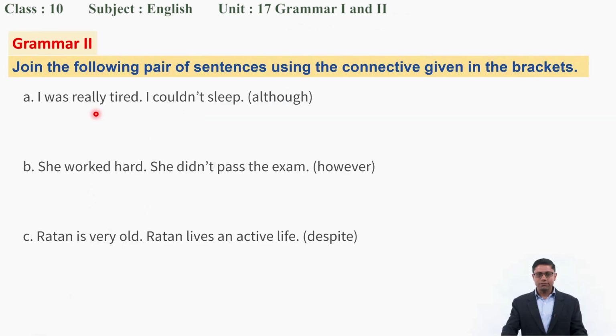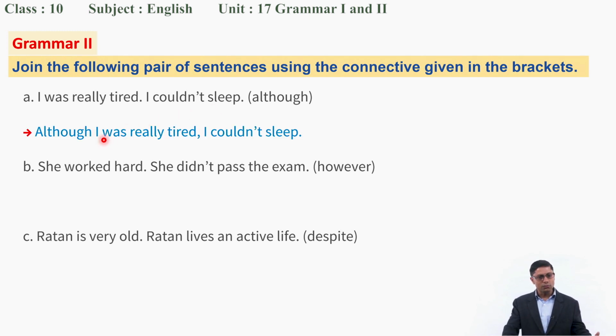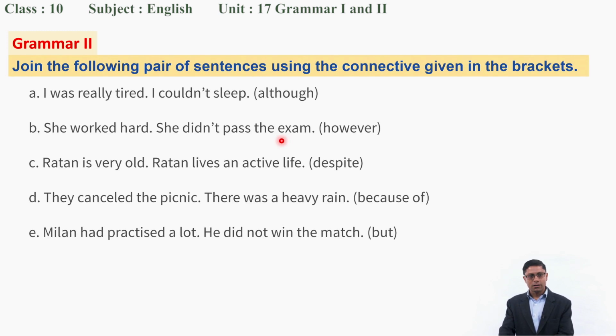Okay, dear students, you really did a great job. I told you you need to connect two clauses together and make a single sentence, or two sentences together and make a single sentence using the connectives given in the brackets. So in the first one, I was really tired and I could not sleep. You do have although in the bracket. Using although, you need to connect these two sentences. So you can connect in this way. Although I was really tired, I couldn't sleep. In this way, you have to connect these sentences together.